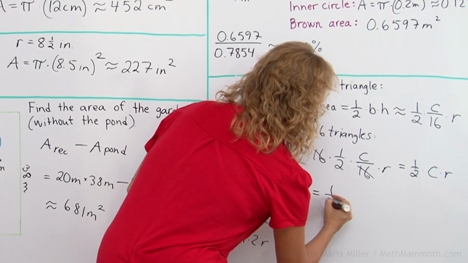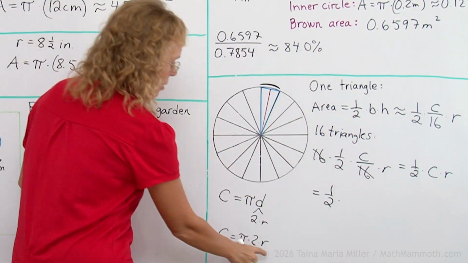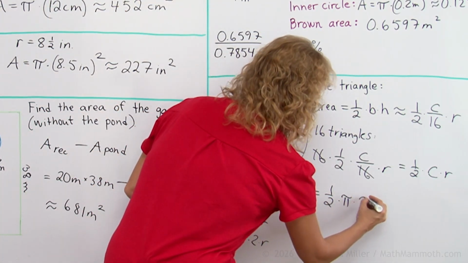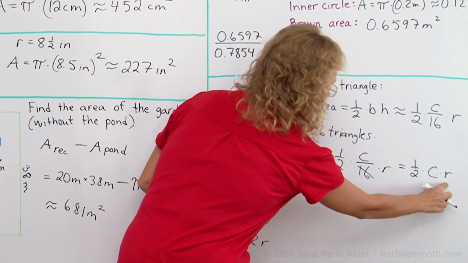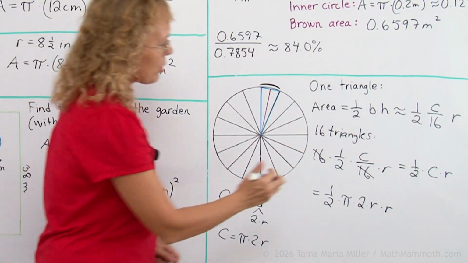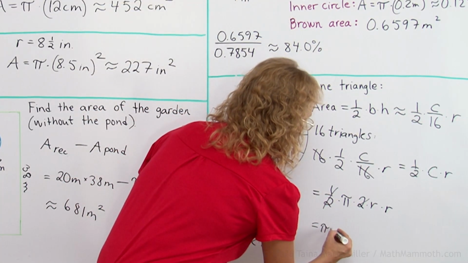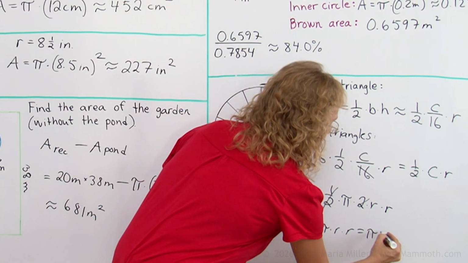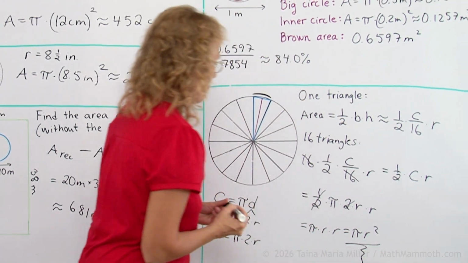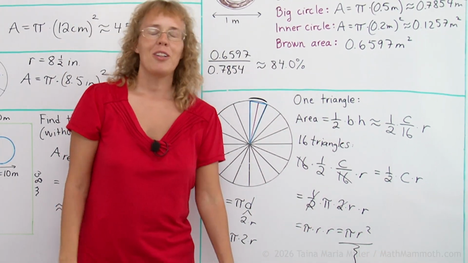And we will get half times, in place of circumference, I put this: pi times 2 times r, times that r. And now we're almost there because the 2 and the half cancel out. And so we are left with pi times r times r. Pi times r squared. Okay. Now we're all done with this lesson.